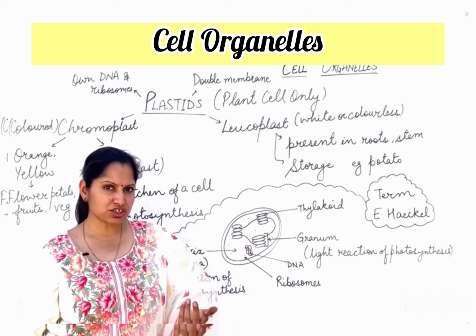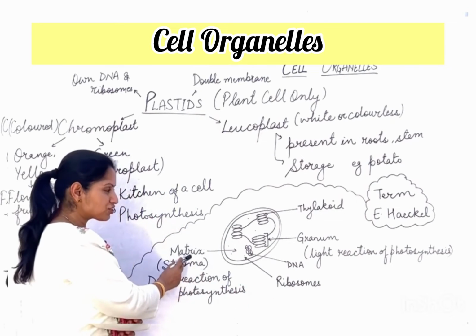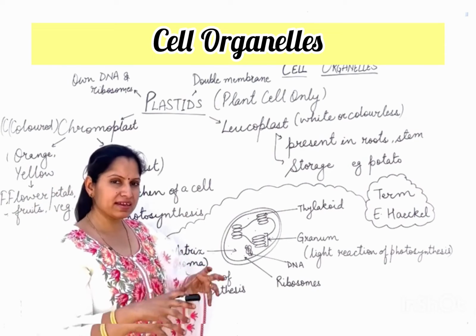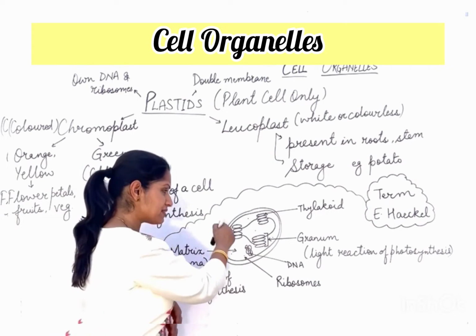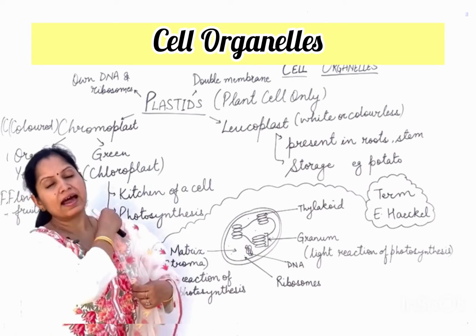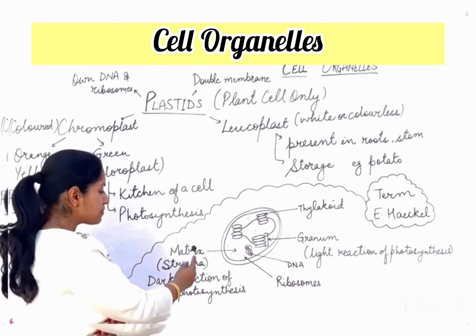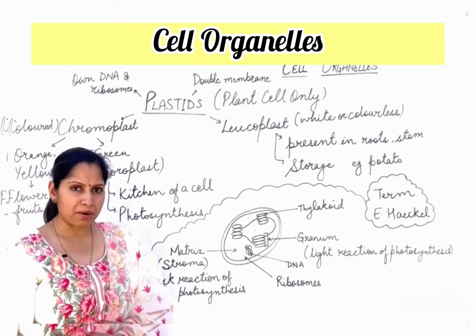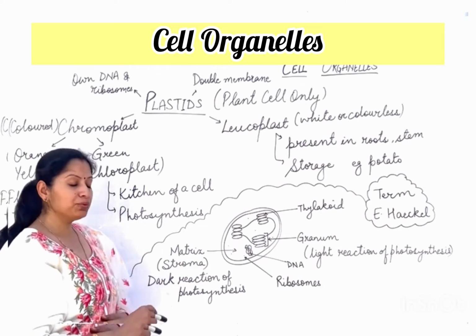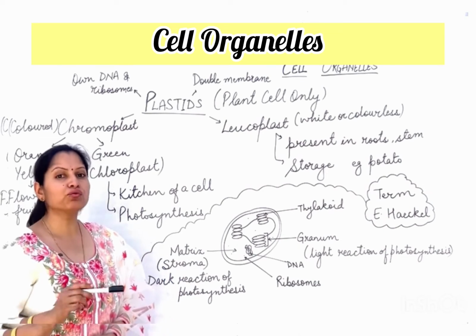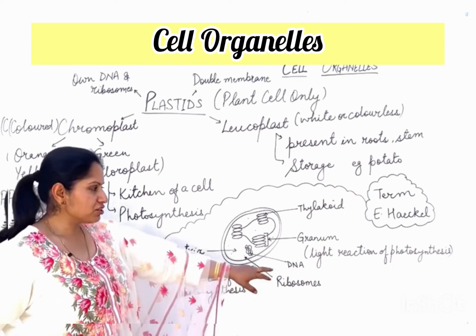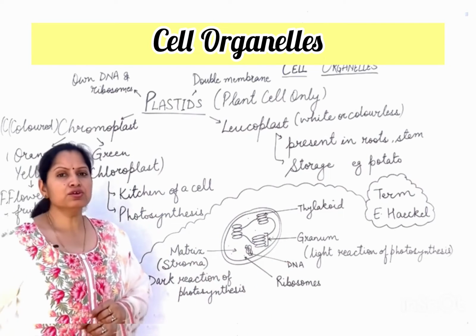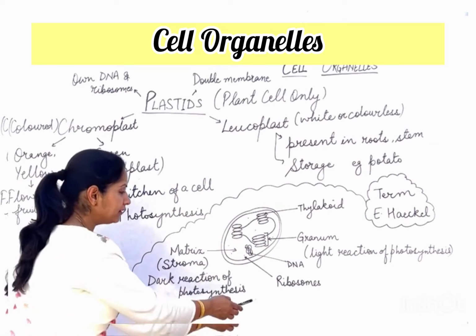Now, where does the dark reaction occur? Dark reaction occurs in the matrix. Matrix is the filling, whatever is there inside the space of the chloroplast. This matrix is having stroma. That matrix part is known as stroma, and that stroma is the site of the dark reaction of photosynthesis. So, light reaction occurs in the granum part and dark reaction occurs in the stroma.